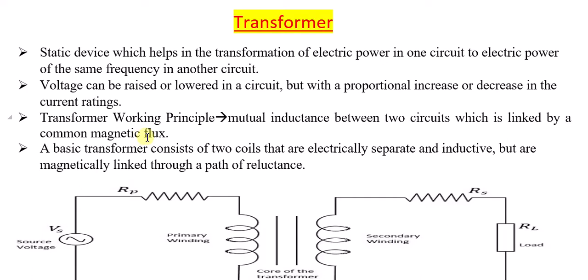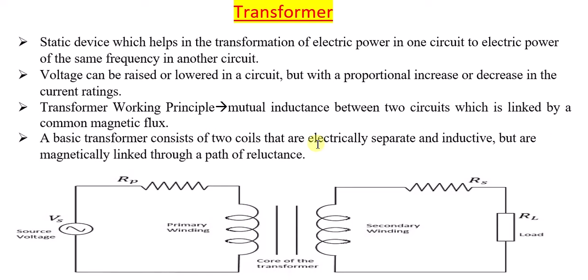For the time being, the transformer working principle means the transformer works on the principle of mutual inductance between two circuits which are linked by a common magnetic flux. Both circuits have a common magnetic flux. That is a very important thing to understand.